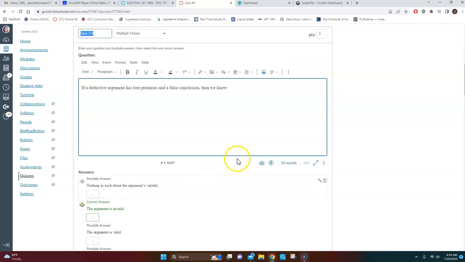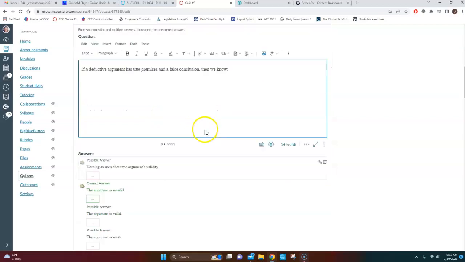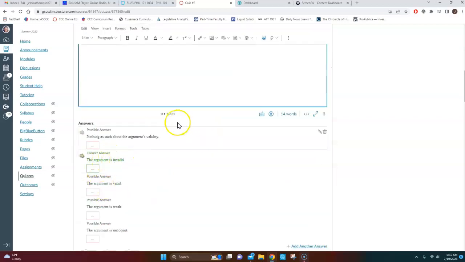If you understand a deductive argument fully, the definition of a valid deductive argument is an argument where if the premises are true, then the conclusion must be true as well. If the premises are true, then the conclusion has got to be true. So if you have a deductive argument that has true premises but a false conclusion, then you know the argument's invalid. There are 5 choices here, and this is the answer.